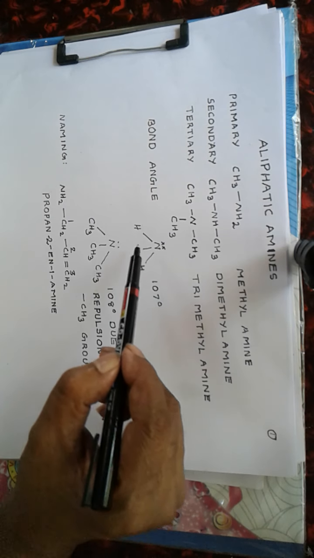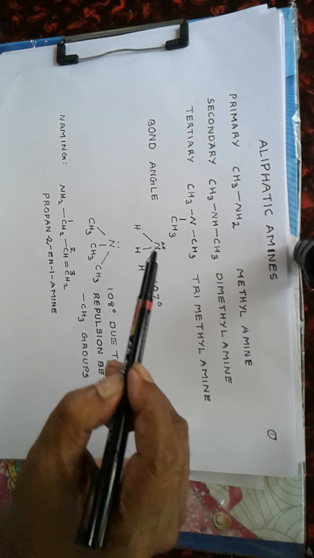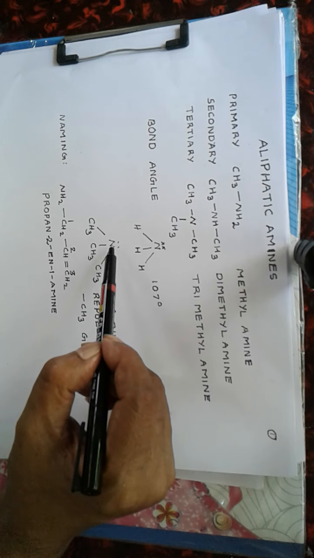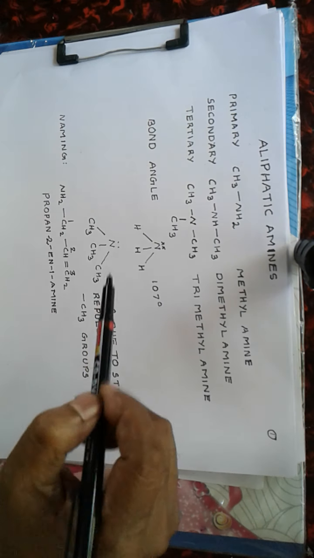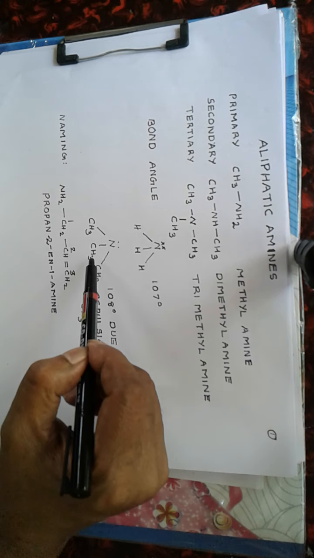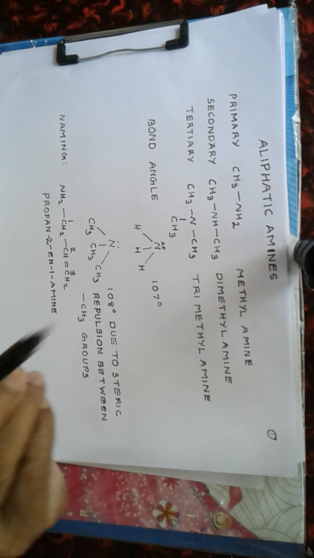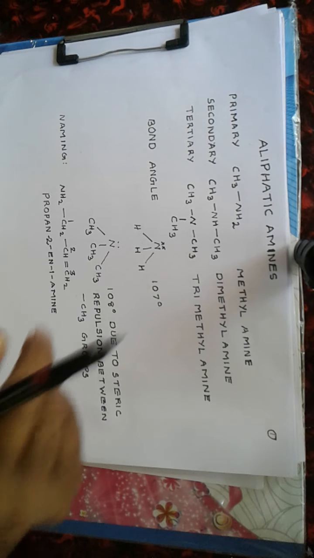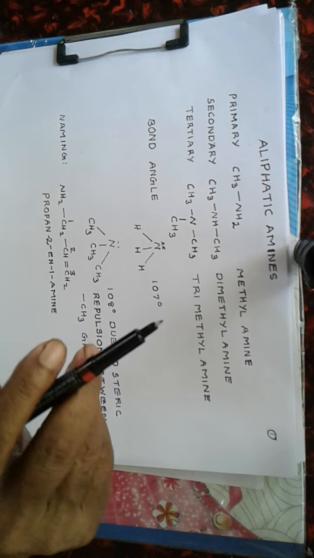The bond angle in ammonia is 107 degrees, and that in trimethylamine is 108 degrees. This is due to the steric repulsion between the methyl groups, which try to move apart, increasing the bond angle.